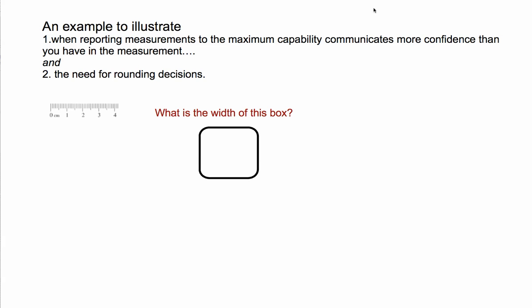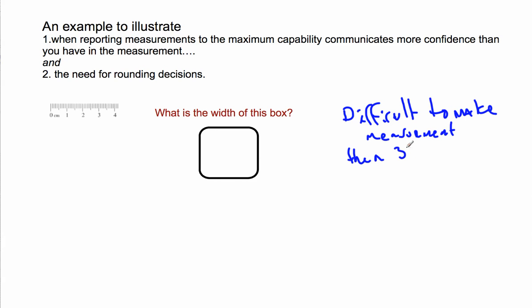Now, according to our experimental design guidelines, we should measure the width of this box perhaps only once because it's not moving. On the other hand, the edges are round, and that can make it challenging to make this measurement. So in general, anytime it's difficult to make the measurement, then we should probably measure more than once.